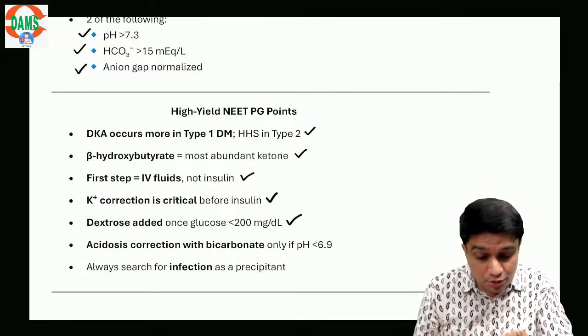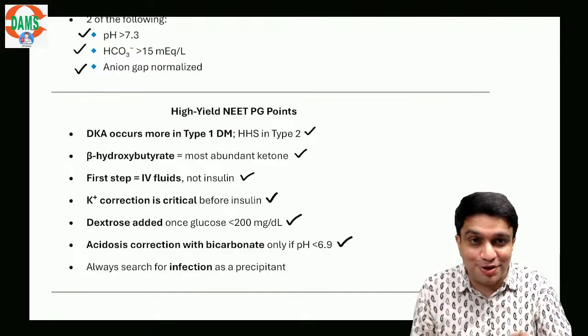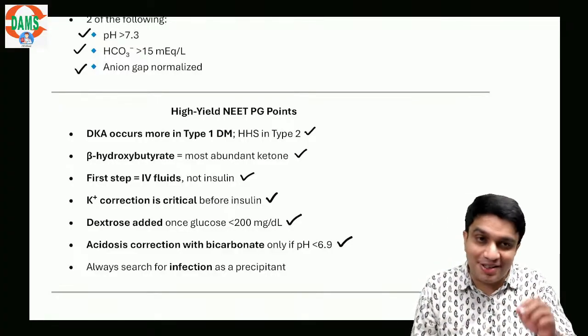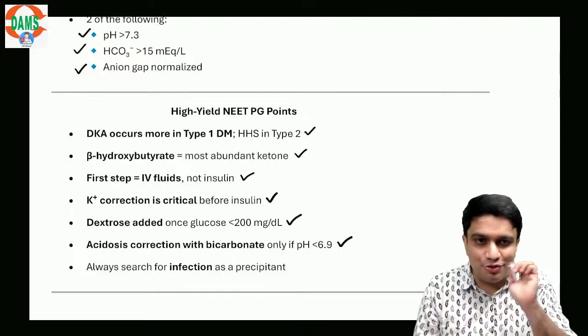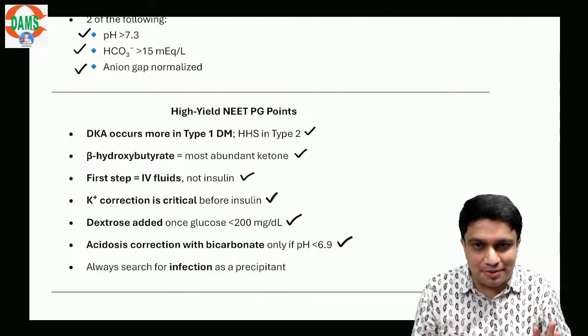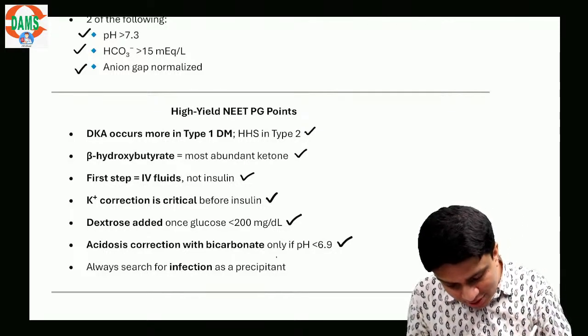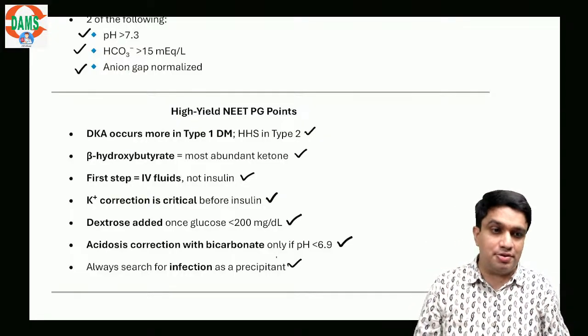Most important, acidosis correction if the pH is below 6.9. I always teach 7, but in Harrison now it is 6.9. That's also fine, some decimal change is there. And always search for infection as a precipitating cause.